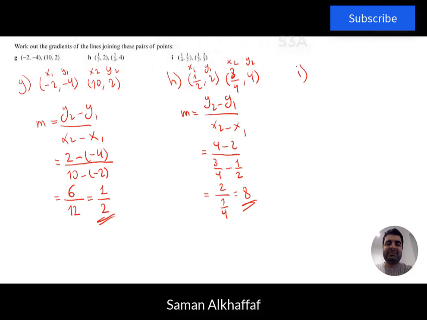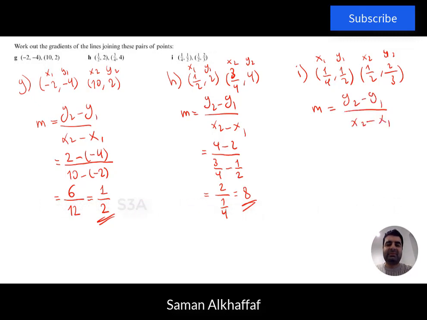Now we look at part I. So we have the 2 points, quarter and a half in terms of x1, y1, and the second point will be half and 2/3, which will be x2, y2. So the equation of the gradient will be m equals y2 minus y1 over x2 minus x1. So in this scenario, we would have 2/3 take away a half over a half take away a quarter.